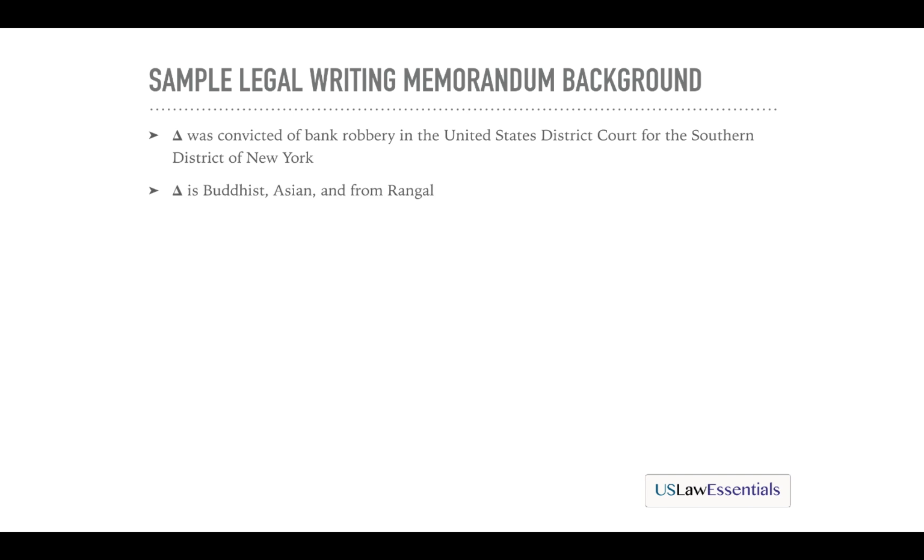So as we get started, let's take a look at a sample background. And obviously for an actual assignment, you're probably going to get a lot more facts and a lot more detail, but this will be enough to get us started as just an example. We'll say that the defendant was convicted of bank robbery in the United States District Court for the Southern District of New York. And we'll say that the defendant is Buddhist, Asian, and he's from a country called Wrangle. I just made up that country.